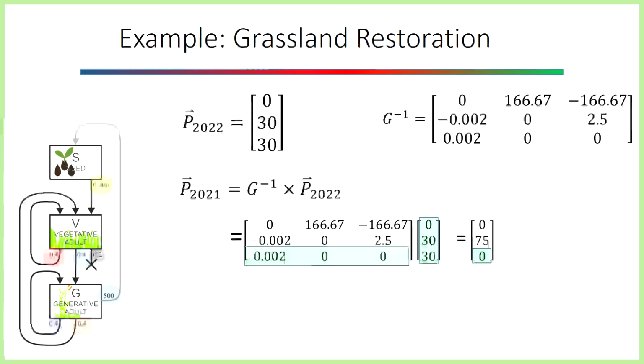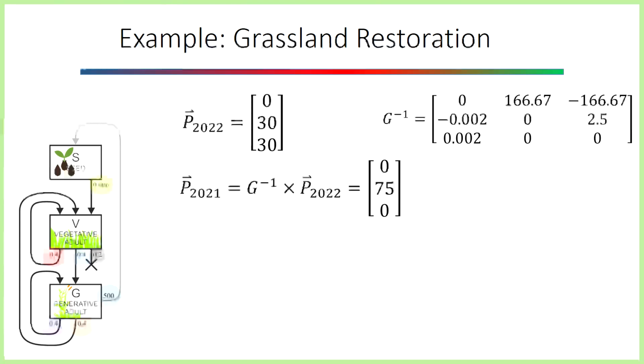If you remember back to Toolbox 2.3, this actually checks out. We had previously determined that P 2021 was 0, 75, 0, meaning there were 75 vegetative plants and no generative adults or seedlings. Let's just do it one more time to compute the population structure in the year 2020.